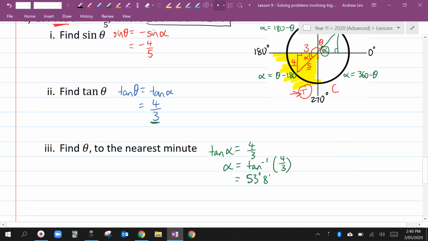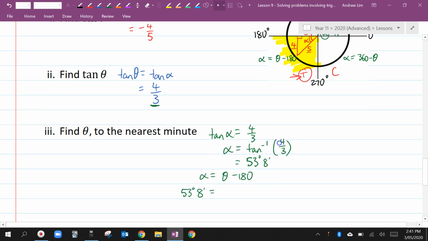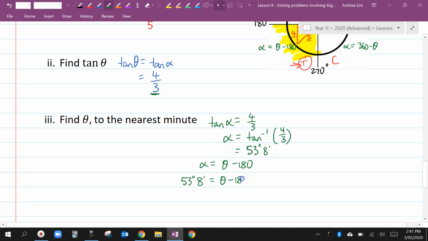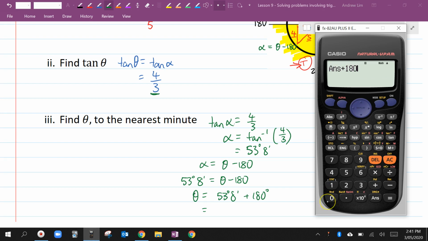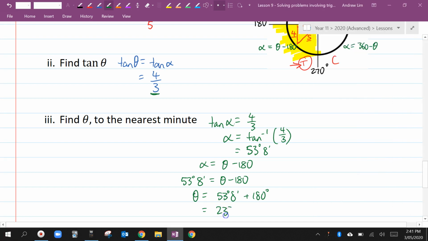So because this is in the third quadrant, and we know that alpha is equal to theta minus 180, because alpha is 53 degrees and 8 minutes, theta has to equal 53 degrees and 8 minutes plus the 180 degrees. So let's just add 180. And that gives us 233 degrees and 8 minutes. And that's theta to the nearest minute.